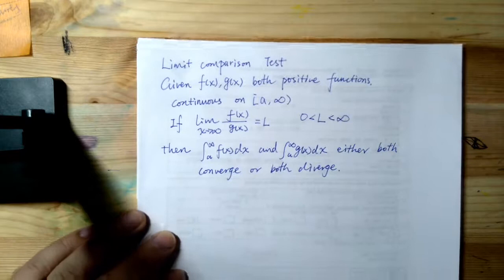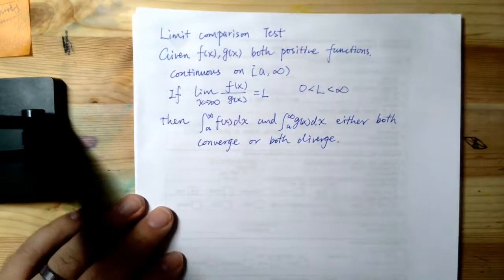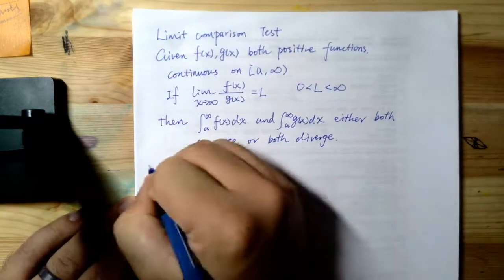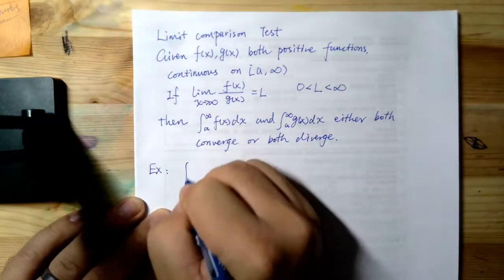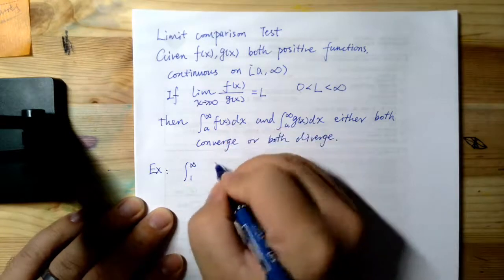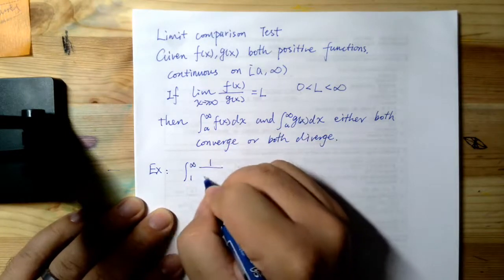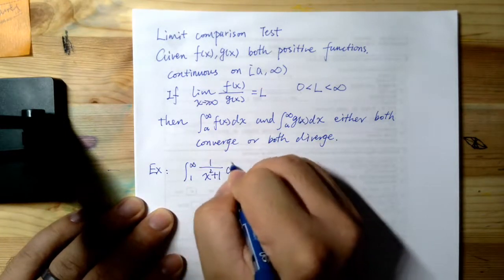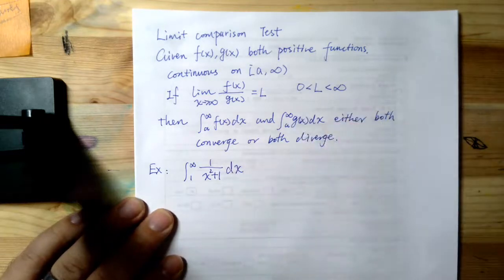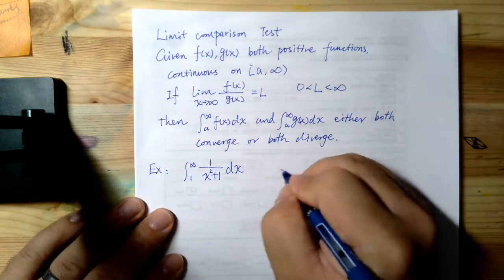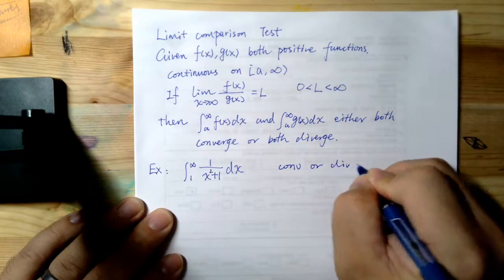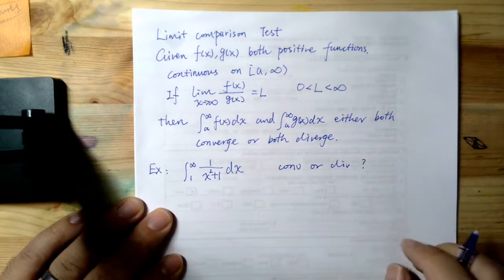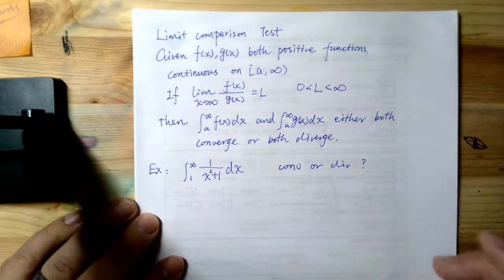So now let us look at one example here. If we have the integral from 1 to infinity of 1 over x squared plus 1 dx, we would like to know whether this integral converges or diverges. That's the question here.